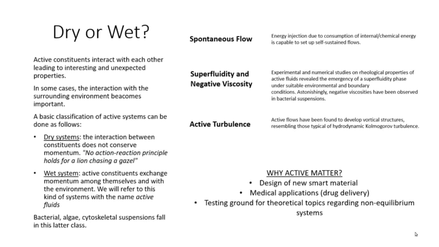Active constituents interact with each other, leading to interesting and unexpected properties. In this presentation I will speak only about wet systems. In active wet systems, constituents exchange momentum among themselves and with the surrounding environment. Think about bacteria swimming in a fluid. They are transferring some energy to the surrounding fluid. The energy can be the kinetic energy of these animals that are swimming, or at the same time the kinetic energy of the fluid.